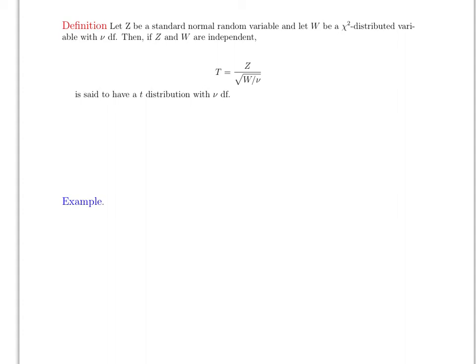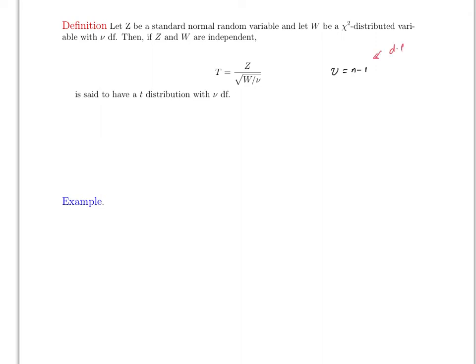Now let's look at what happens if you combine a standard normal with a chi-square, which, remember, comes from the normal anyway. So we have the following definition. If Z is a standard normal and W is a chi-square with nu degrees of freedom, and Z and W are independent, the T distribution, which is sometimes called a Student T distribution, is defined to be Z divided by the square root of the chi-square divided by its own degrees of freedom. Here nu is equal to n minus 1.